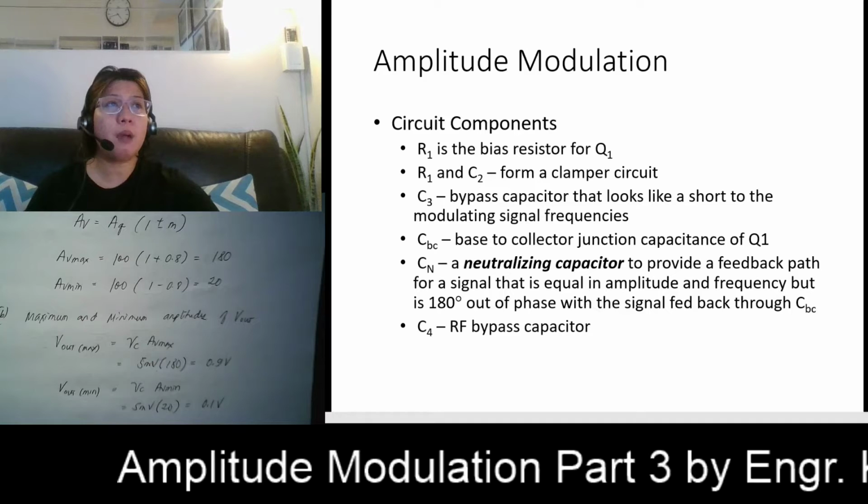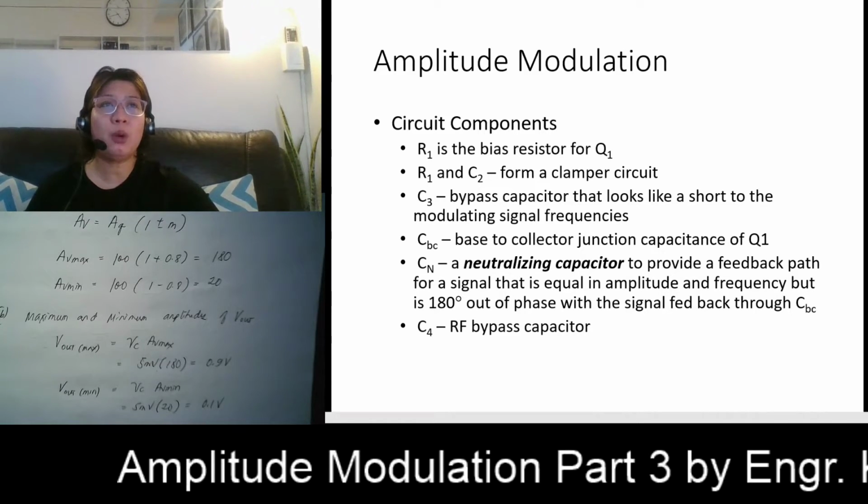But if it becomes significant, the collector signal may be returned to the base with sufficient amplitude to cause Q1 to begin oscillating. So it can cause feedback. And when we have positive feedback, it will start oscillating, and we do not want that. This is a modulator circuit and not an oscillator.